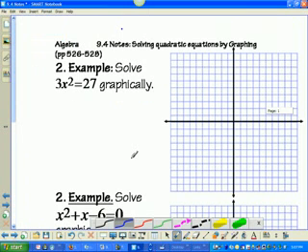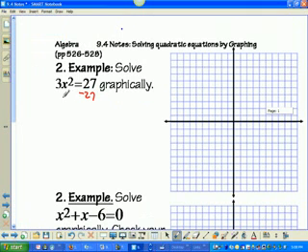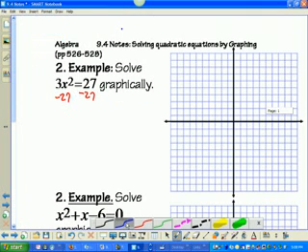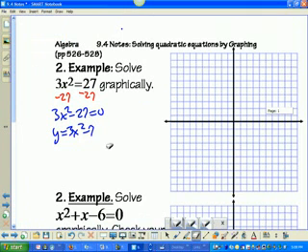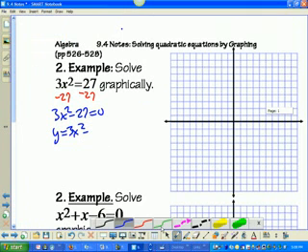And so if we take a look here, step 1, make one side equal to 0. So what I'm going to do is subtract 27 from both sides. And then I'll get a quadratic equation that's equal to 0. So I'll get 3x squared minus 27 equals 0. Write the related function. So y equals 3x squared minus 27. Now I'm going to graph this.